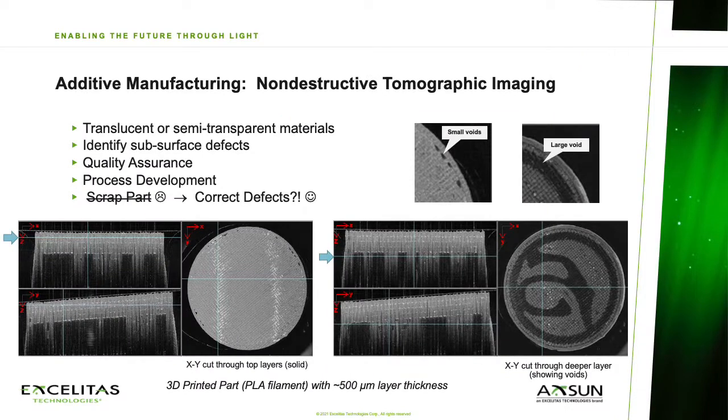Another area where OCT has utility in additive manufacturing is for non-destructive tomographic imaging of translucent or semi-transparent materials like polymers. We show here how a 3D OCT dataset can be used to identify subsurface defects or voids in a PLA filament extrusion part. The XY images are reconstructed at different depths corresponding to the horizontal blue cursors in the orthogonal planes. On the left, you see a section through a mostly continuous top layers, but on the right, a section through the deeper layers shows that the part contains large voids in the material, which are not apparent from the exterior. OCT imaging in these circumstances could be used for material and process development, quality assurance, or avoiding scrap if defects can be identified and corrected in real time.